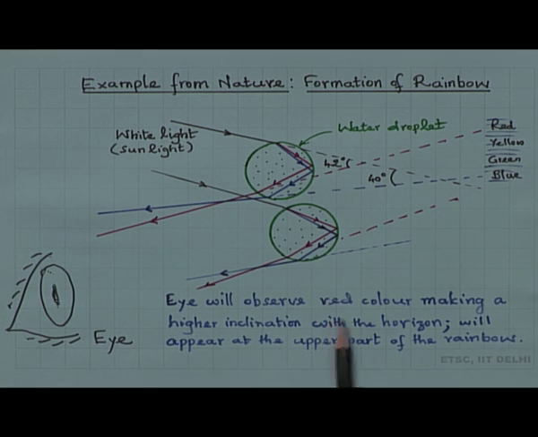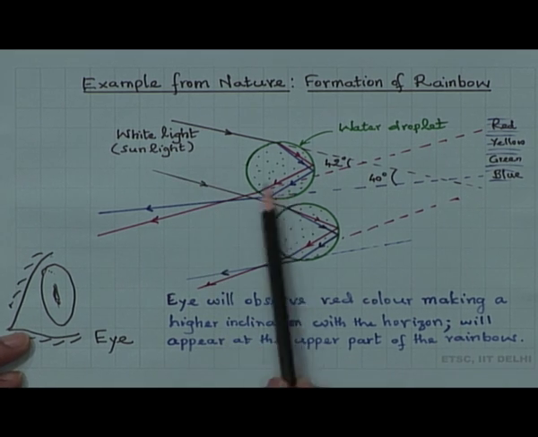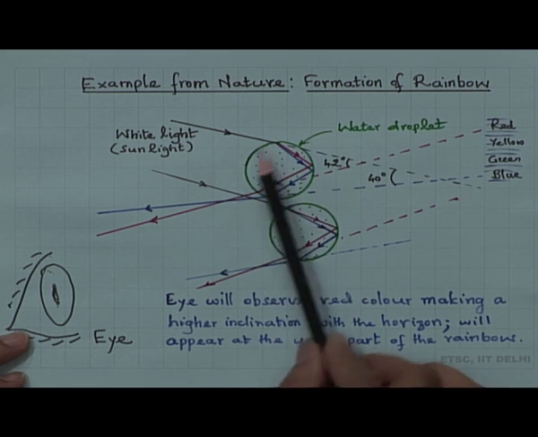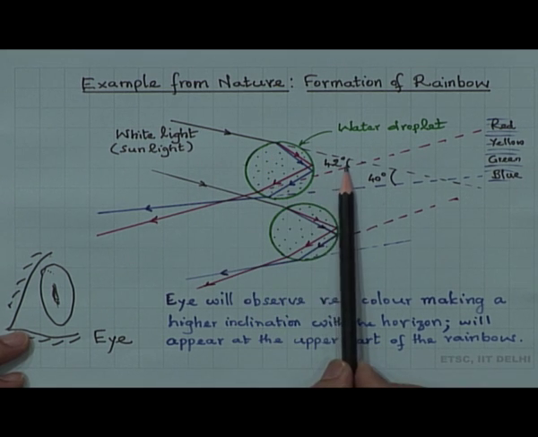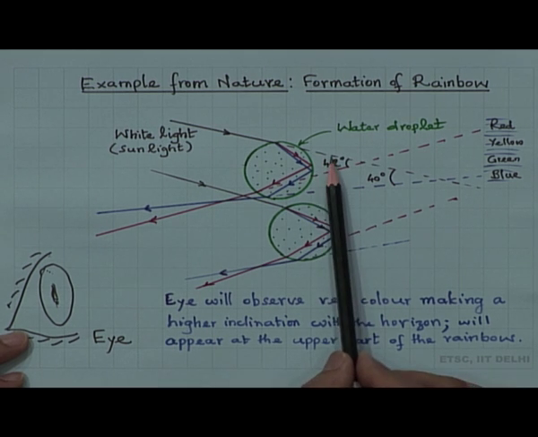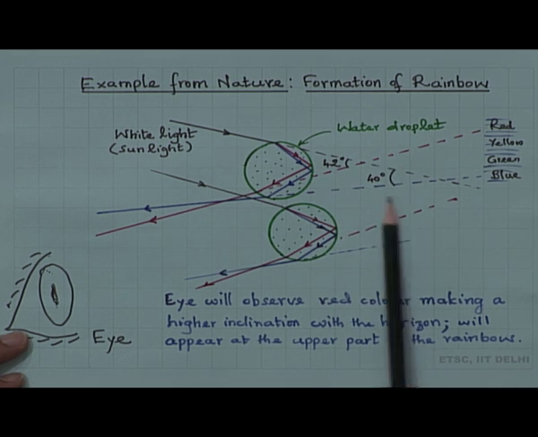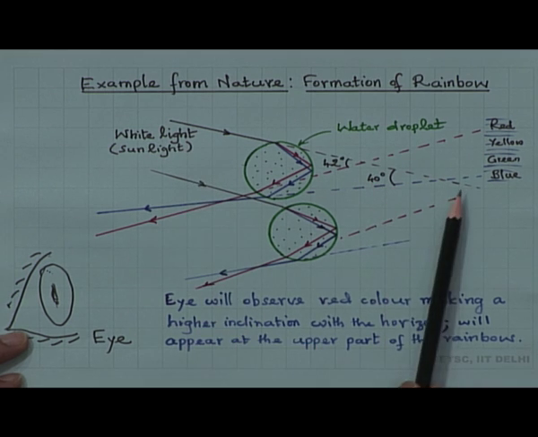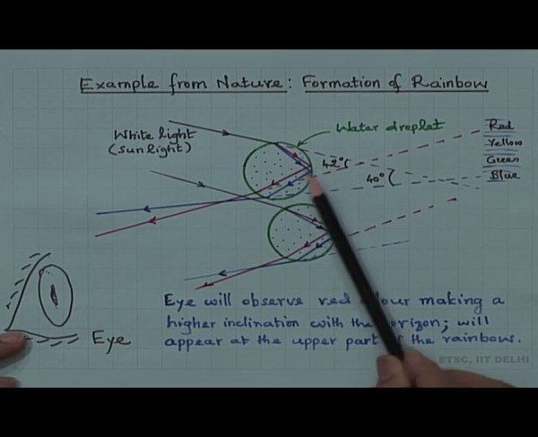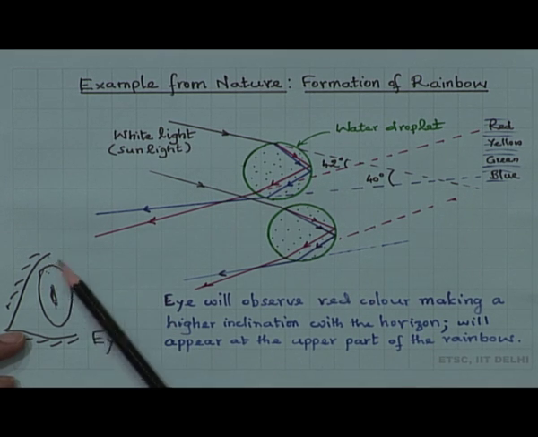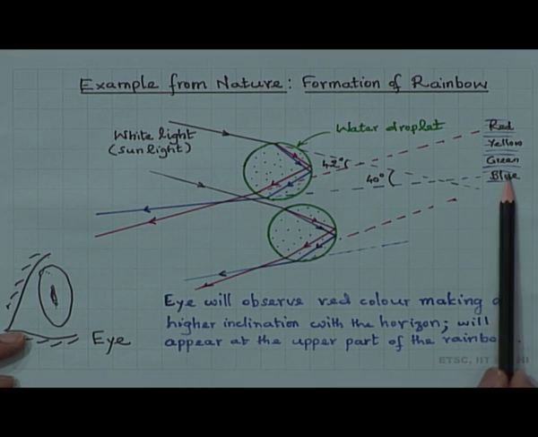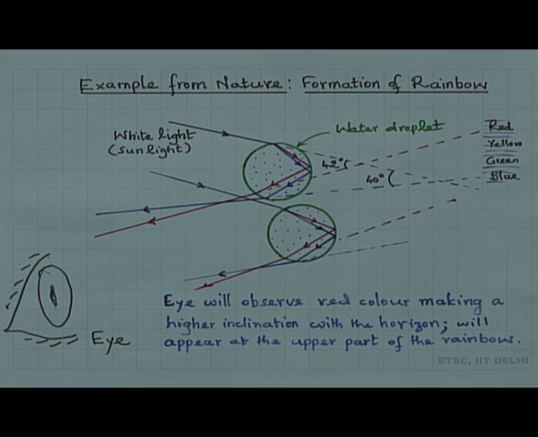So, depending on the size of the water droplet, it can be shown that the red color has a net deviation of 42 degrees, while blue undergoes a deviation of 40 degrees. So, therefore, blue becomes more horizontal and red becomes more inclined, and when you see from here, red goes up and blue stays below in the sky. So, I will observe red color making a higher inclination with the horizon and it will appear at the upper part of the rainbow.